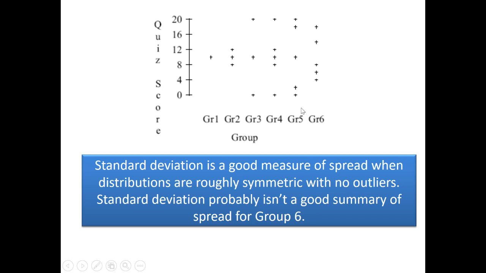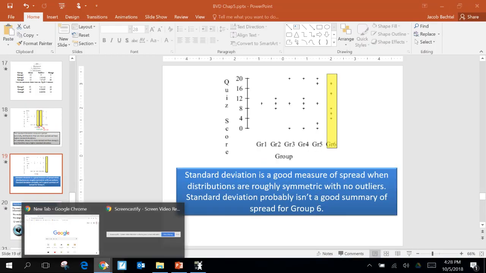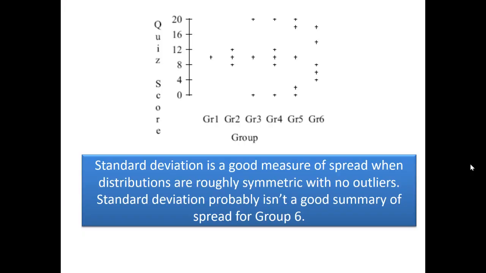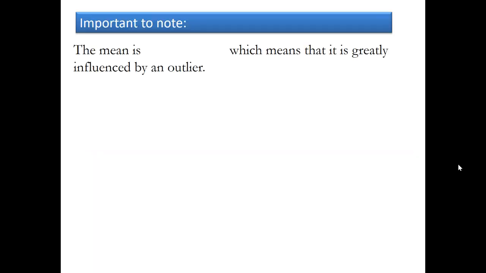Now, standard deviation is a pretty good measure when our distribution is roughly symmetric and there's no outliers. Group 6 was not symmetrical, so I wouldn't have wanted to use it for group 6. For group 6, I would have probably calculated the IQR and used that instead. So I wouldn't want to use standard deviation for non-symmetrical data or data that had outliers.